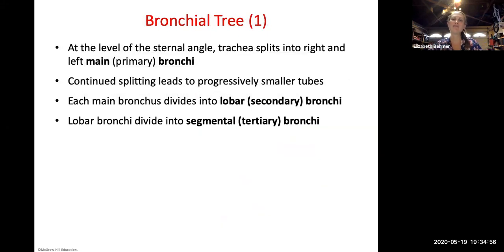Okay, so at the level of your sternal angle, which is probably where your xiphoid process would be, your trachea would split, or even above that a little bit. Your trachea splits into right and left primary bronchi. Continued splitting leads to progressively smaller tubes as these bronchi bring air into your lungs. Each main bronchus divides into secondary bronchi, which will divide into tertiary bronchi.